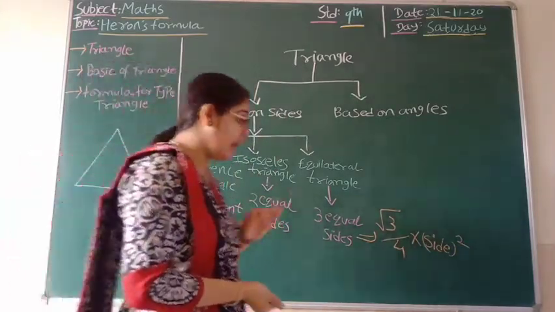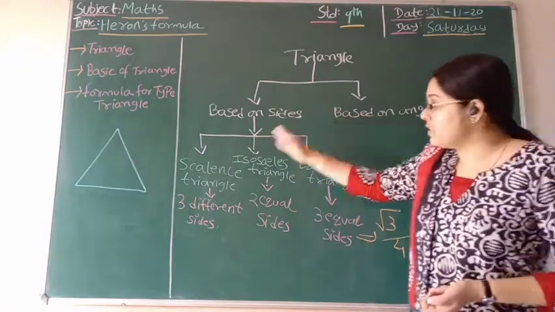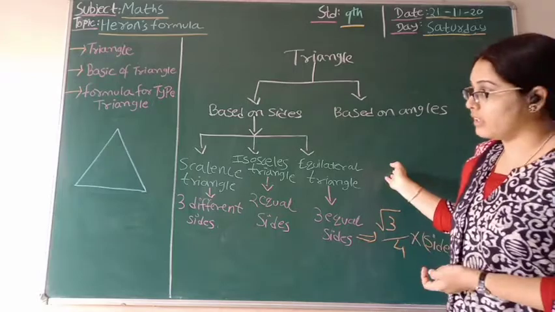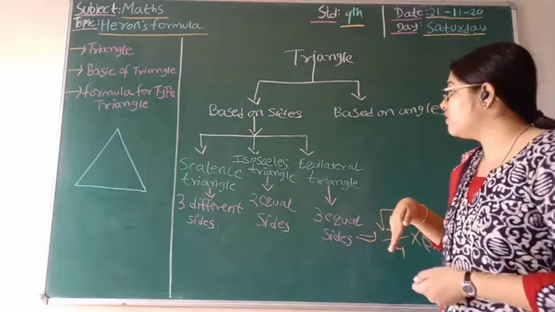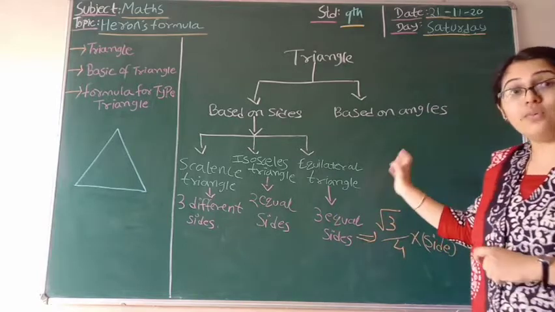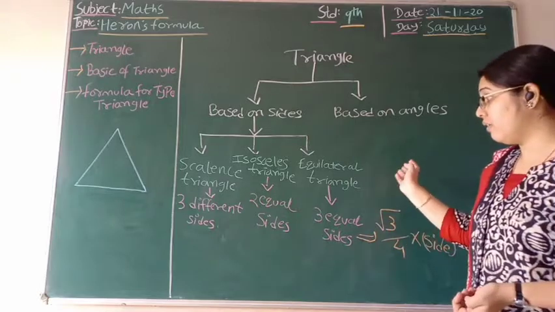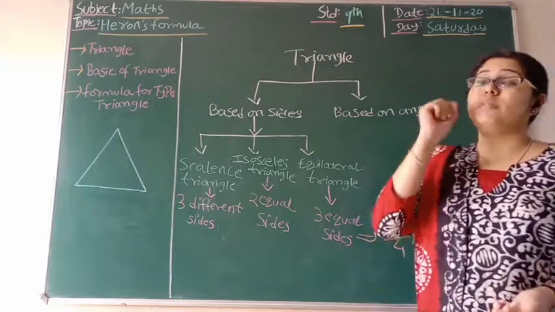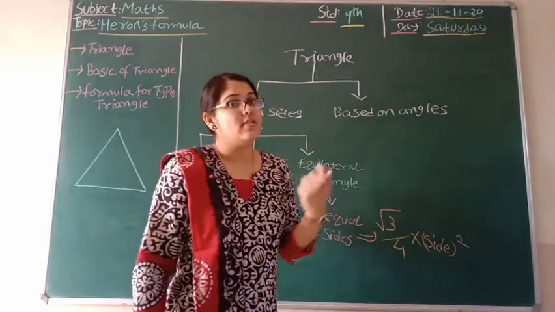So till now we have seen triangles on the basis of sides: scalene triangle, isosceles triangle and equilateral triangle. The scalene triangle has three different sides. Then the isosceles triangle has two equal sides, and then the equilateral triangle has three equal sides. And if I need to find the height of this triangle by the Pythagoras theorem, I can, but there will be a minor change in the formula, that is under root 3 by 4 into side square.